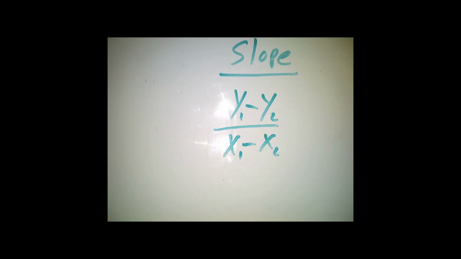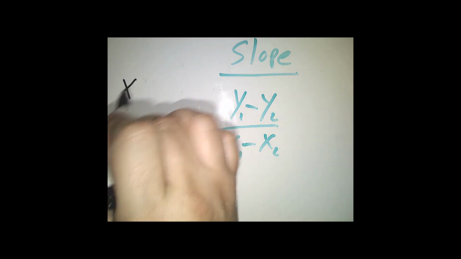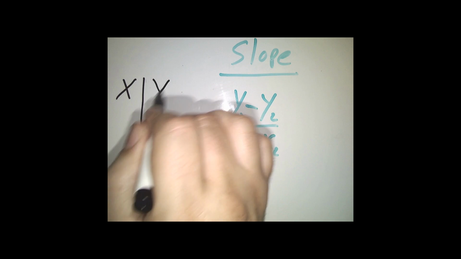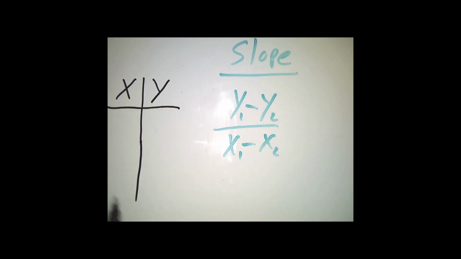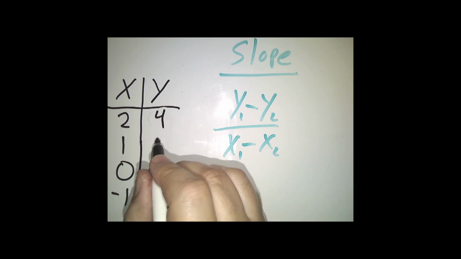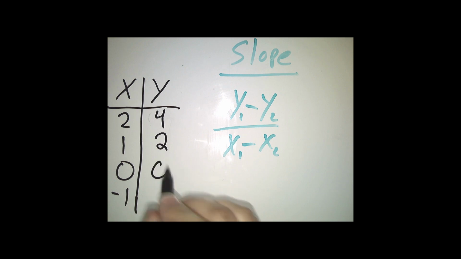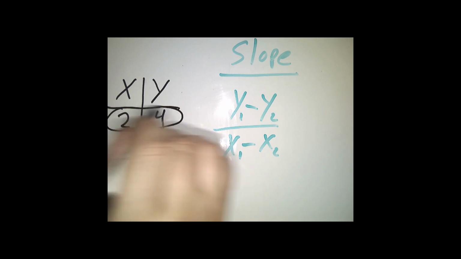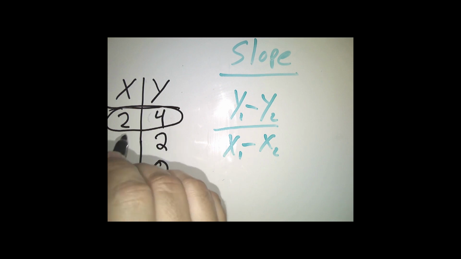Now let's try another example. Let's start with a different XY table. Let's say this time that I'm going with x values of 2, 1, 0, and negative 1. This is going to be 4. This is going to be 2. This is going to be 0. And this is going to be negative 2. So for this, we're going to use the same method. So we're going to take 2 sets of ordered pairs. Let's go ahead and take this one. And let's take this one.